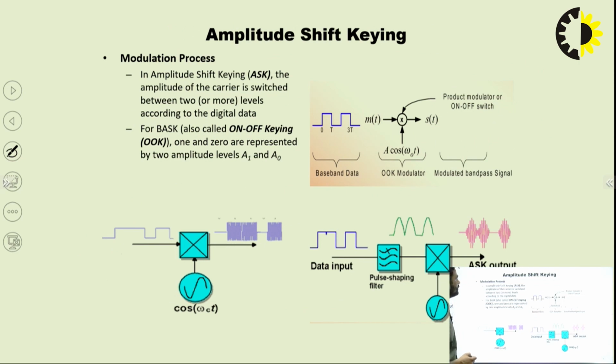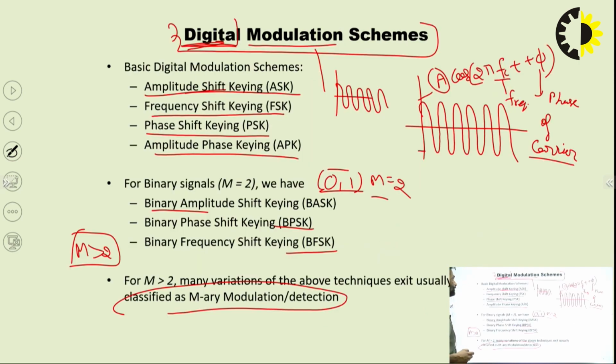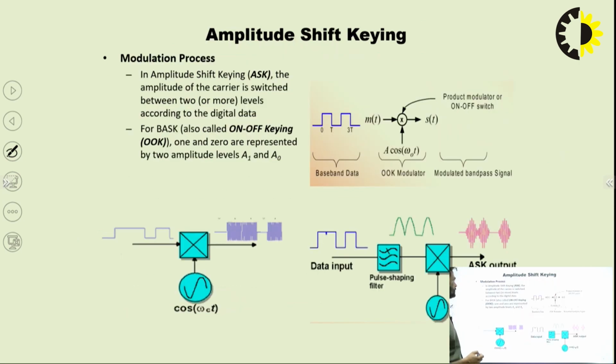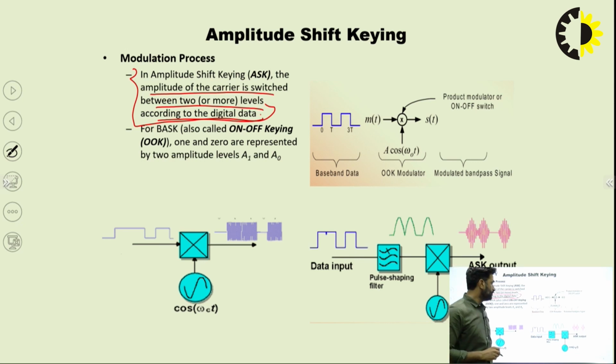Now, the first modulation technique is ASK. What is ASK? Amplitude Shift Keying. The amplitude of the carrier is switched between two levels according to the digital data. Here we are varying the amplitude of the carrier signal with respect to the modulating signal. We mix this digital data with the carrier signal, and the ASK waveform is generated.